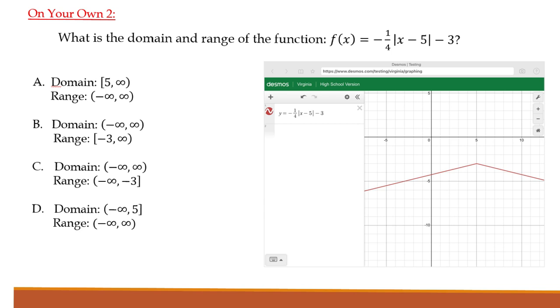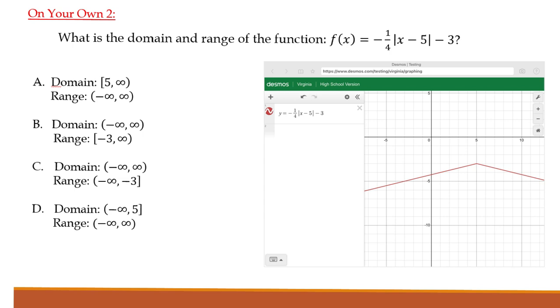All right, we are looking at finding the domain and the range of the function f of x is equal to -1/4 times the absolute value of x minus 5 minus 3. You can see in this, and based on the transformations, the negative did reflect it over the x-axis. The 1/4 is a compression, and look how wide that absolute value function has gotten. The minus 5 shifts it 5 to the right, and the minus 3 shifted it down 3.